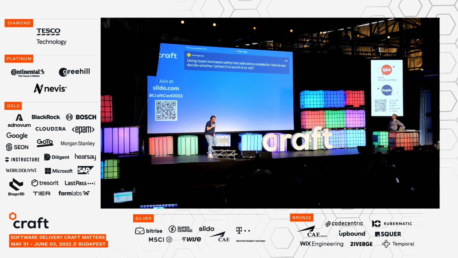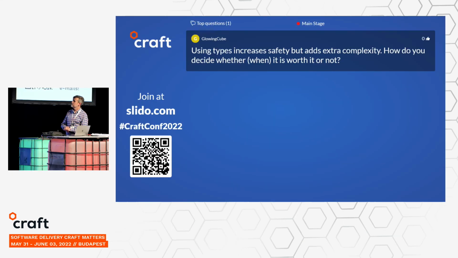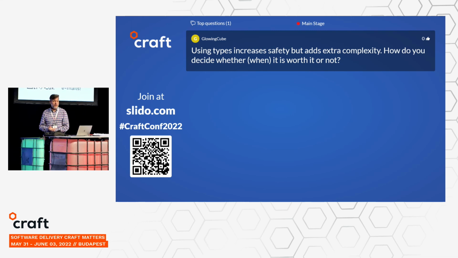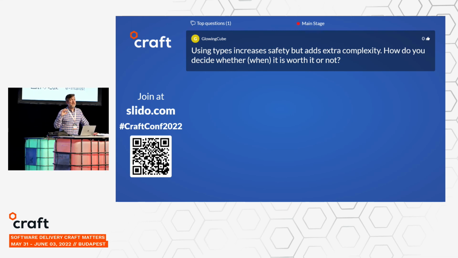Sorry, Corey. Okay. Using types increases safety, but adds extra complexity. How do you decide when it is worth it or not? So one of the things I like to think about is, what's the impact of failure in production?